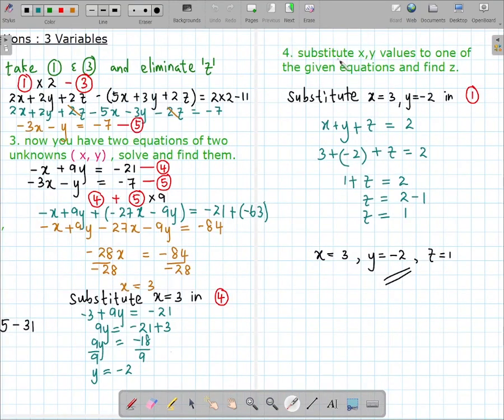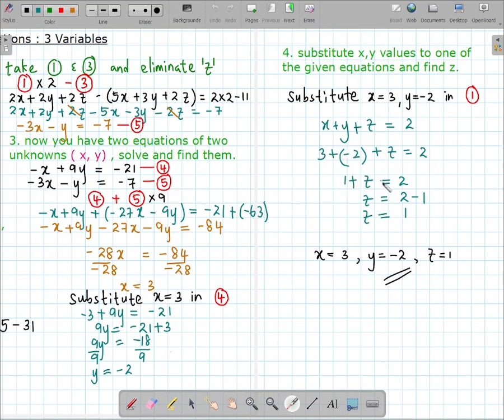So step 4, substitute the x and y values into one of the given equations and find z. Substitute x equals 3, y equals minus 2 in equation 1. Equation 1 is x plus y plus z equals 2. So x equals 3, y equals minus 2, plus z equals 2. 3 plus minus 2, that is 1.